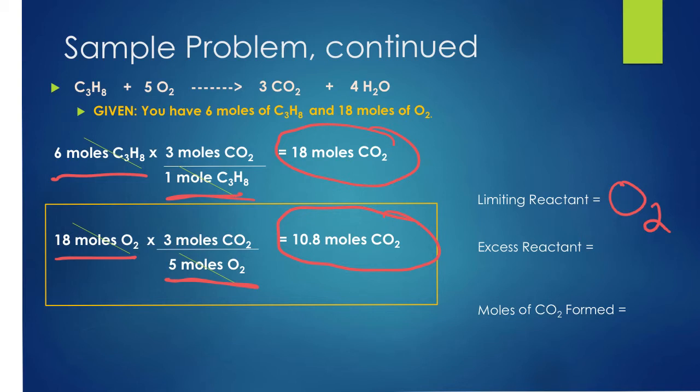The excess reactant was C3H8. And so how many moles of CO2 were actually formed? Well, 10.8 moles, because that came from the limiting reactant. Now you could go one step further and turn those moles into grams or liters, but for now that's all we're looking at.